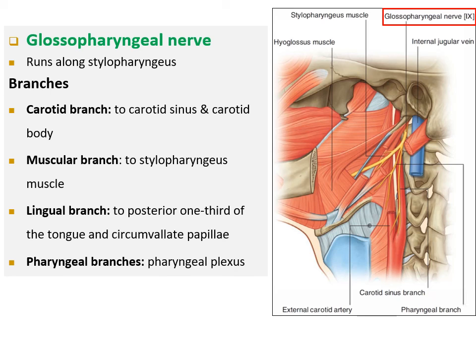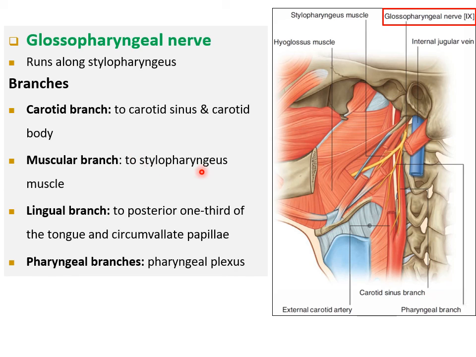Glossopharyngeal nerve. It is located deep in position in the submandibular region compared to other nerves. It always accompanies or runs along with a muscle called stylopharyngeus. You can see the labeling of the muscle in the figure. And when you look at the distribution, it gives a carotid branch. This we discussed already in the first lecture of face and scalp, where this branch will go and supply the carotid sinus and carotid body.